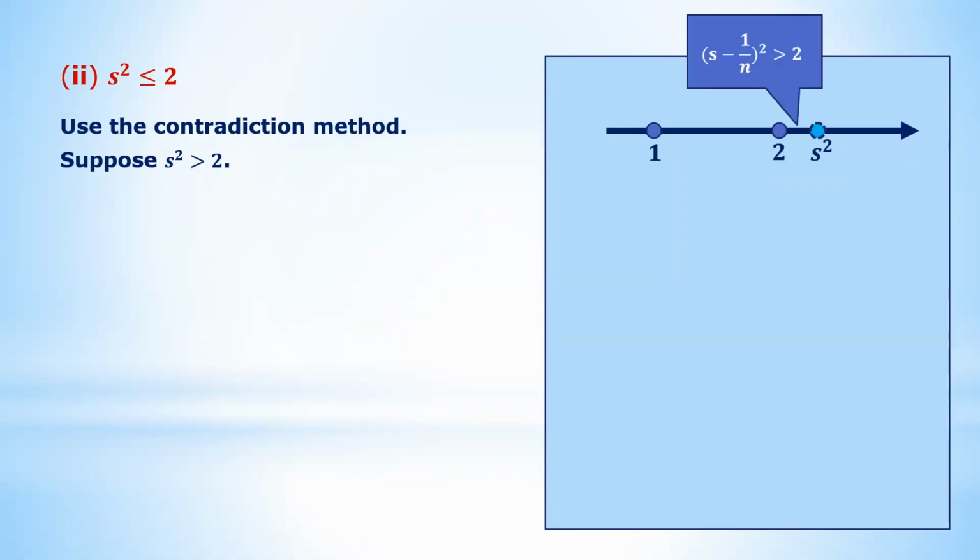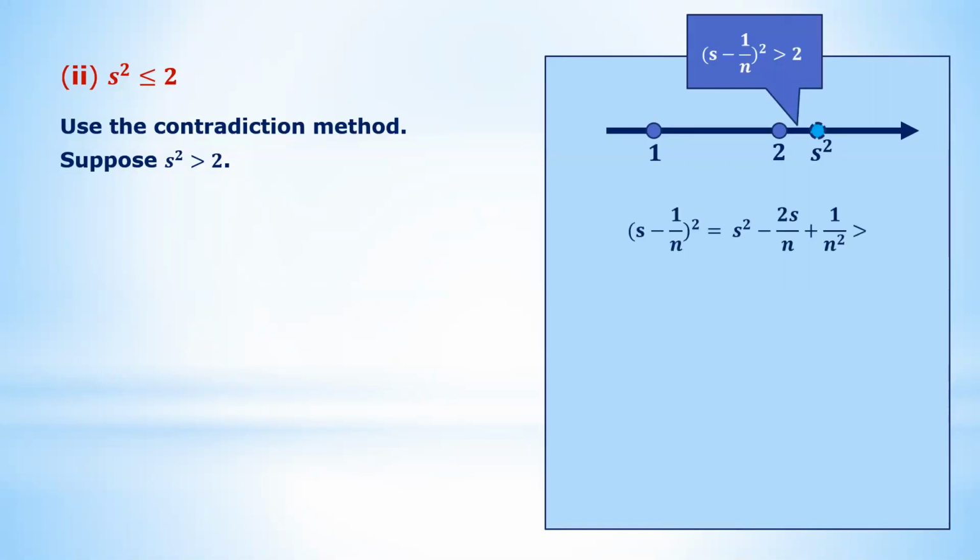So what it means is, now this time choose 1 over n, subtract it from s. Okay, so it's a smaller number. The square of the smaller number is still greater than 2. Now this is the key step. So first, as we did before, we have to work out this n, to see why such n exists. Once you get this inequality, then from there you can try to derive a contradiction.